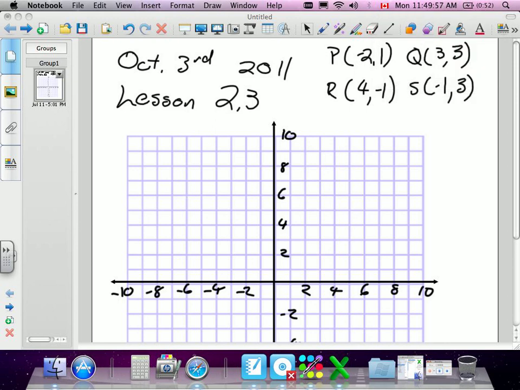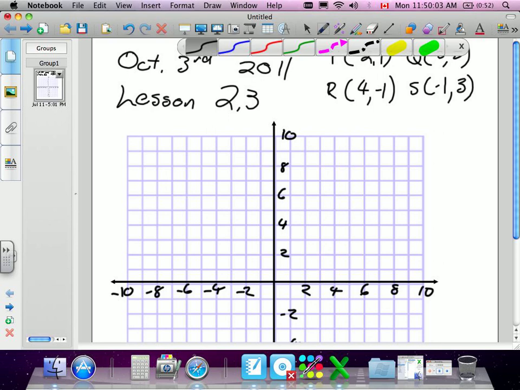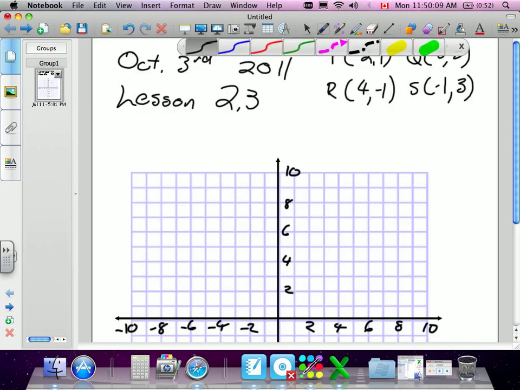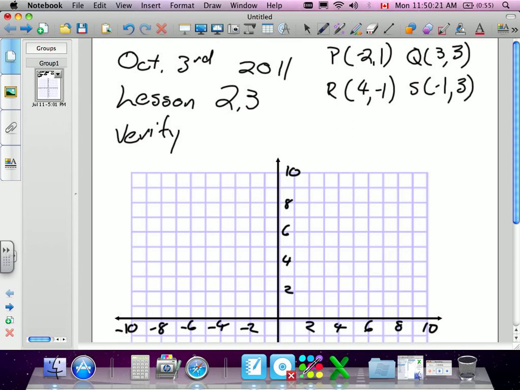Okay, so this example is asking us, now I better write the question down so you know exactly what we're talking about here. They want us to verify that the diagonals of the parallelogram, and these are the vertices, bisect each other. So we've got to go through a couple of definitions here. Verify the diagonals.